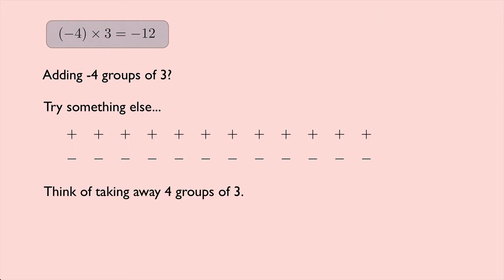Now think of taking away 4 groups of 3. So negative 4 times 3 would be taking away 4 groups. That's what the negative 4 would indicate. So if we're going to take away 4 groups of 3, we would be left with negative 12. There'd be 12 minus signs left over here.